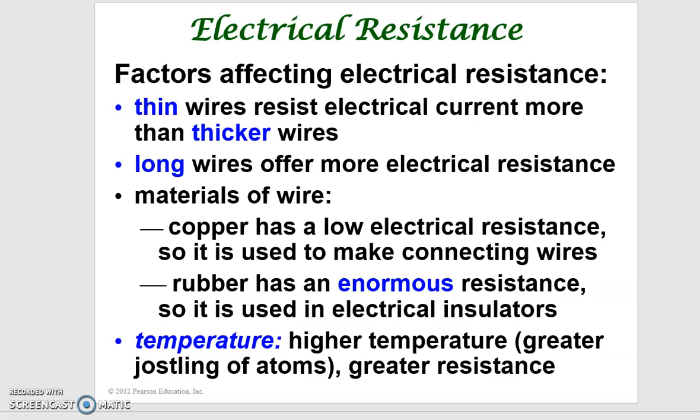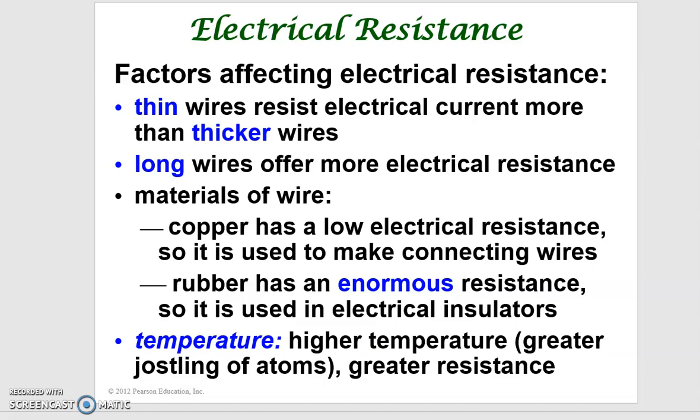Now let's study the other case. If they have the same thickness, but one is longer and one is shorter, then the longer wire will offer more electrical resistance. So the longer the resistor, the bigger the resistance it has, given the same thickness.